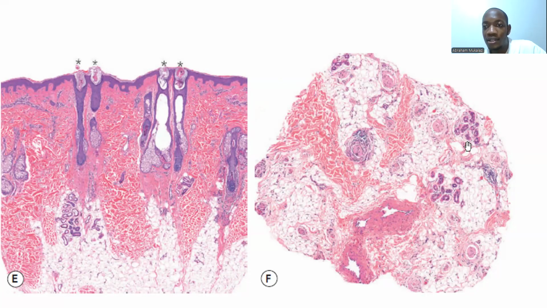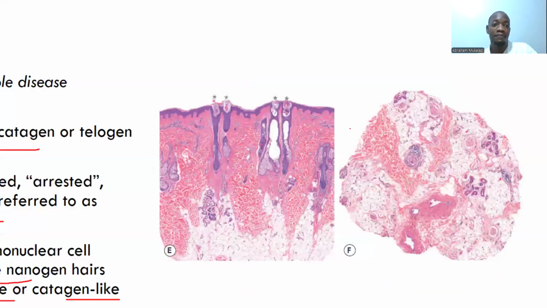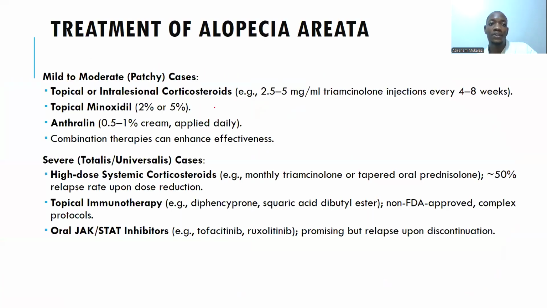as you can see there. So this is an eccrine gland, this is the hair follicle, another hair follicle here. So this is how the picture will look like in case you are looking at alopecia areata when you've taken off a sample. So how do we treat?